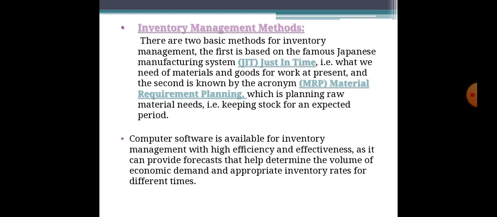Inventory management methods. There are two basic methods for inventory management. The first is based on the famous Japanese manufacturing system, which is the JIT or just in time, which means that what we need of materials and goods for work at present or now. And the second is known by the acronym MRP or Material Requirement Planning, which is planning raw material needs, keeping stock for an expected period.